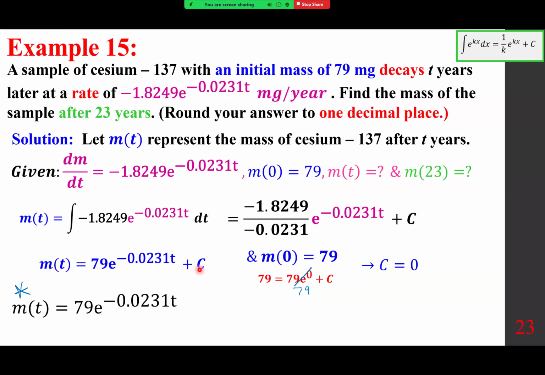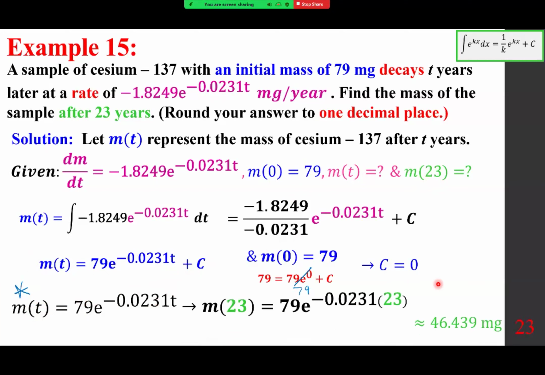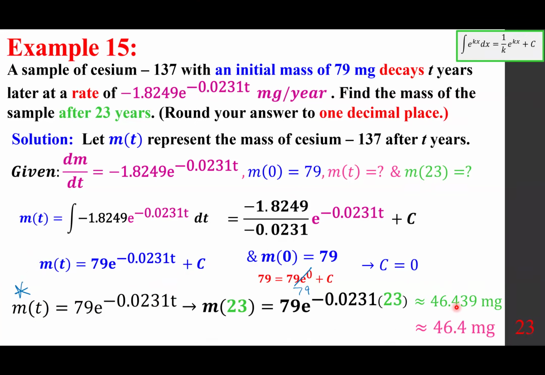So general solution, infinitely many solutions. Now we have a particular solution, one solution. What do we want? M of 23. Replace the t with 23. Put it into a calculator. And whatever the answer is, since we want 1 decimal, you look at this decimal. Next to it is number 3. That doesn't change. 46.4. And the units are milligrams. You always write with a bunch of decimals to begin with, okay?